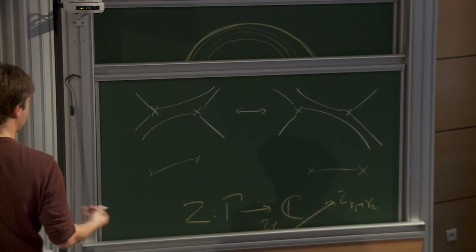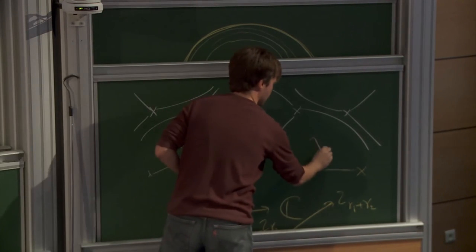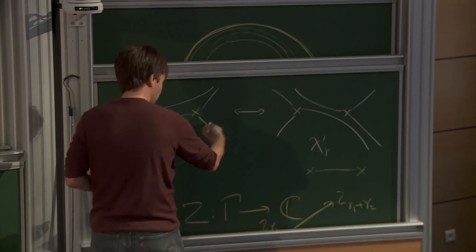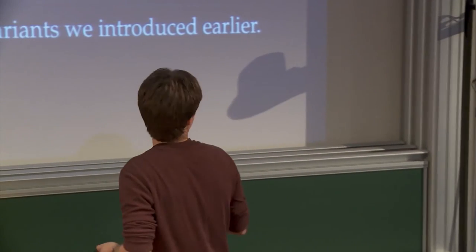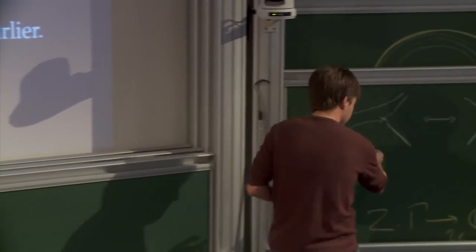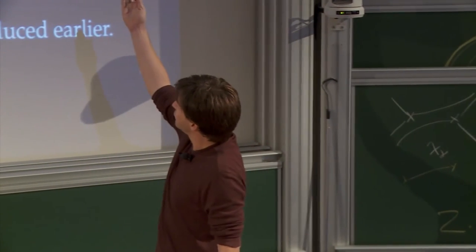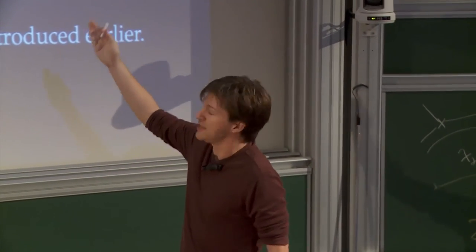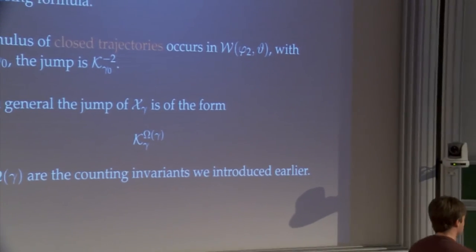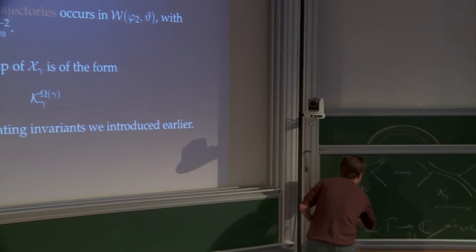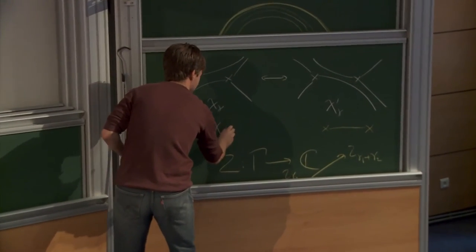You can ask, how do those two abelianizations differ? So here, I'm getting some functions x gamma. Here I'm getting some functions x prime gamma, which are the holonomies of this abelian connection upstairs. And the statement is that those two are different, but they're different in a computable way. They differ exactly by this map which appeared in the wall crossing formula, so this transformation.